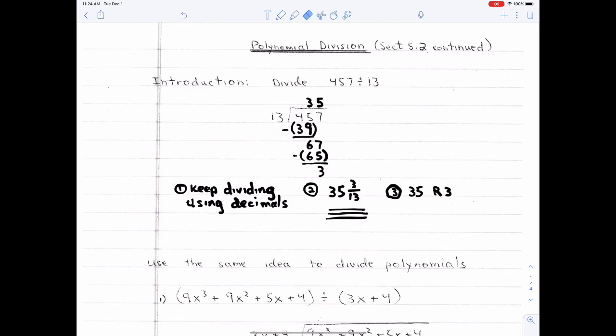But we're going to pick that method where we write the remainder as a fraction over the divisor. So basically, again, what are we talking about here? This is the dividend. This is the divisor. This is the quotient. And then this is the remainder.